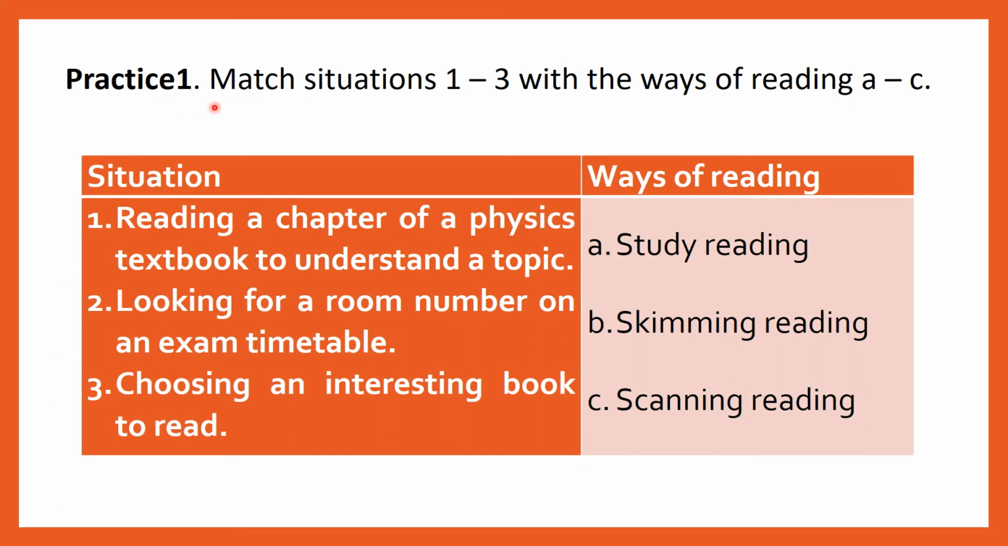Practice 1. Match situations 1 and 3 with the ways of reading A, C. The first column represents situation and the second column represents ways of reading. Study skimming and scanning. Number 1. Reading a chapter of a physics textbook to understand a topic. This reading is study reading. So number 1 matches with A.